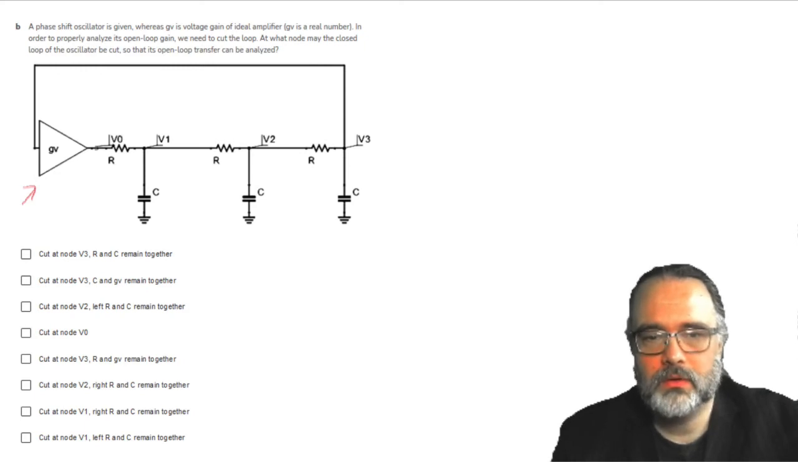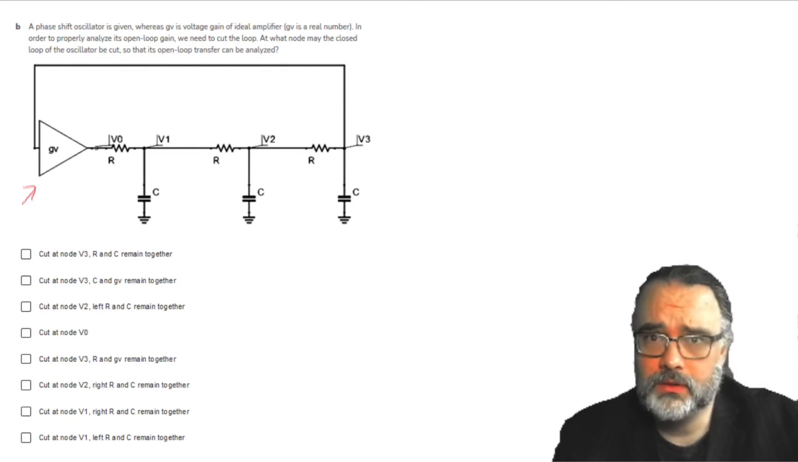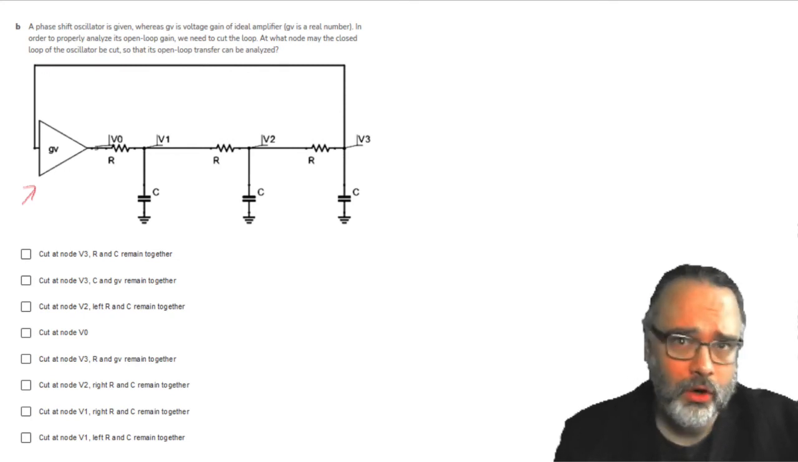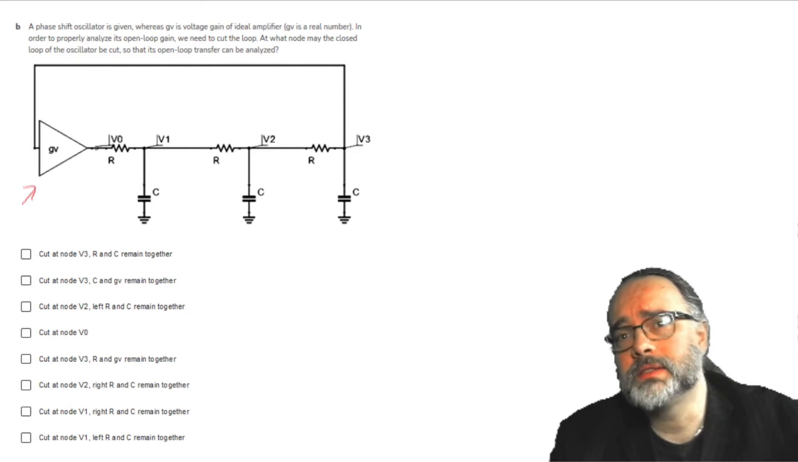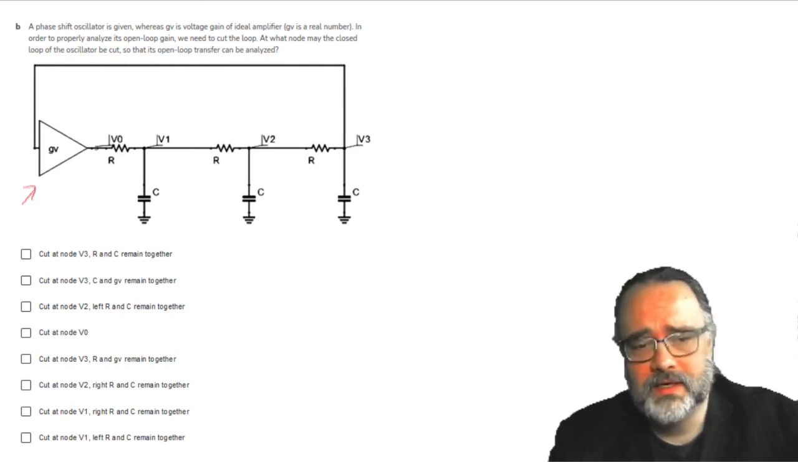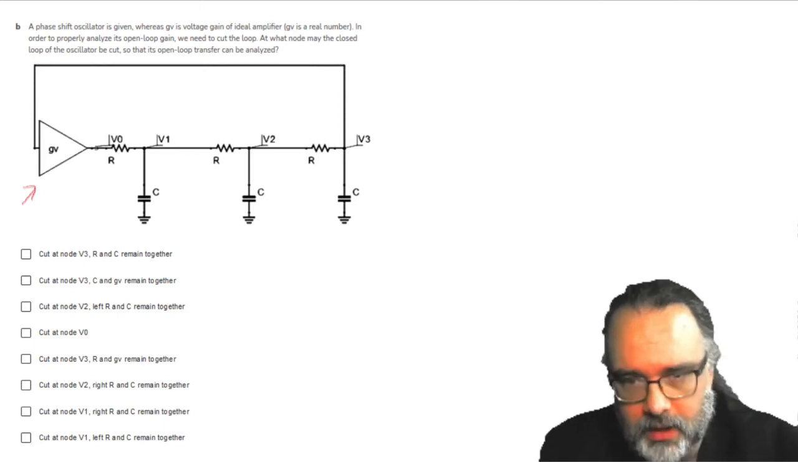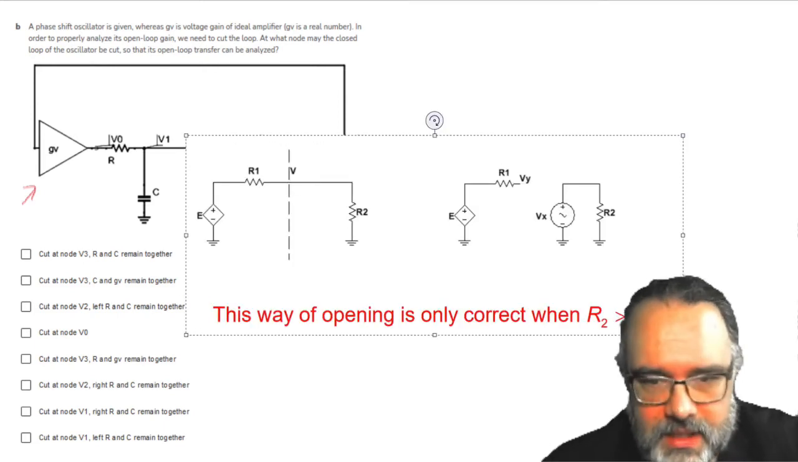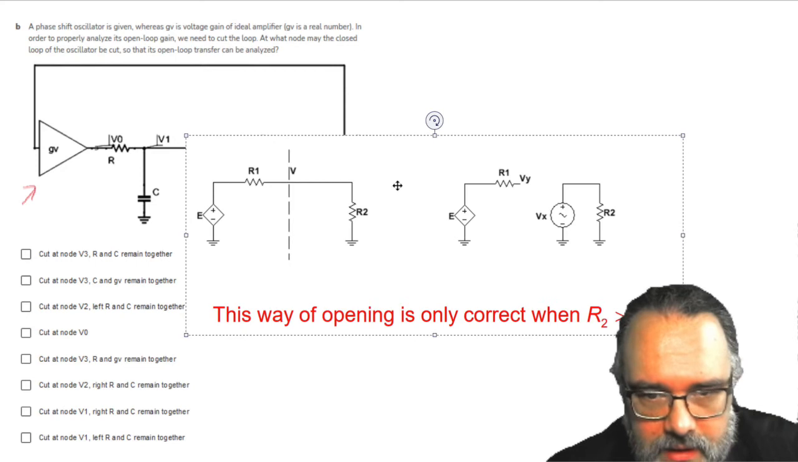At what node may the closed loop of the oscillator be cut so that its open loop transfer can be analyzed? In other words, where should we cut the loop so that our analysis of the open loop is valid? Then several options are given. So I want to remind you what the theory says, and it is given here.